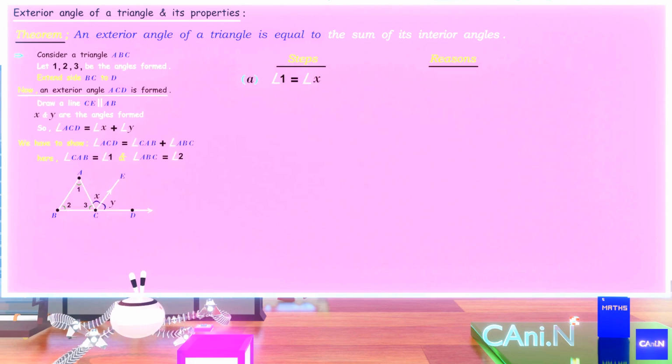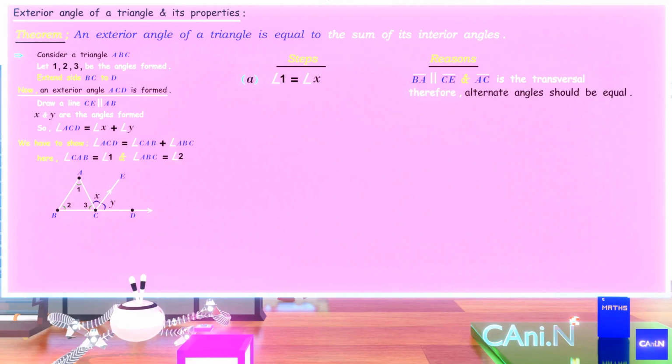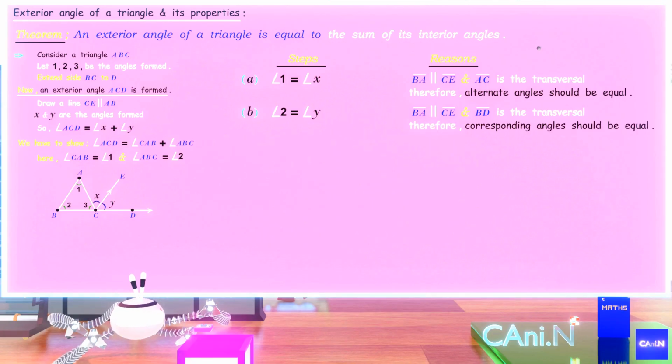We can write angle 1 equals angle X. Reason is, line segment BA is parallel to CE and AC is the transversal. Therefore, alternate angles should be equal. Angle 2 equals angle Y, since line segment BA is parallel to CE and BD is the transversal. Therefore, corresponding angles should be equal. Now, angle 1 plus angle 2 can be written as angle X plus angle Y.